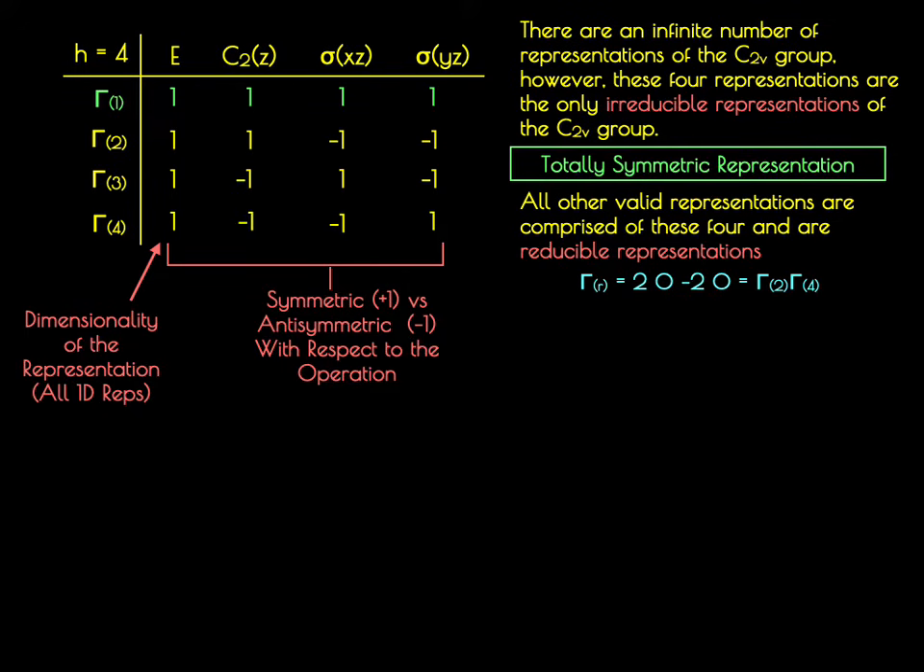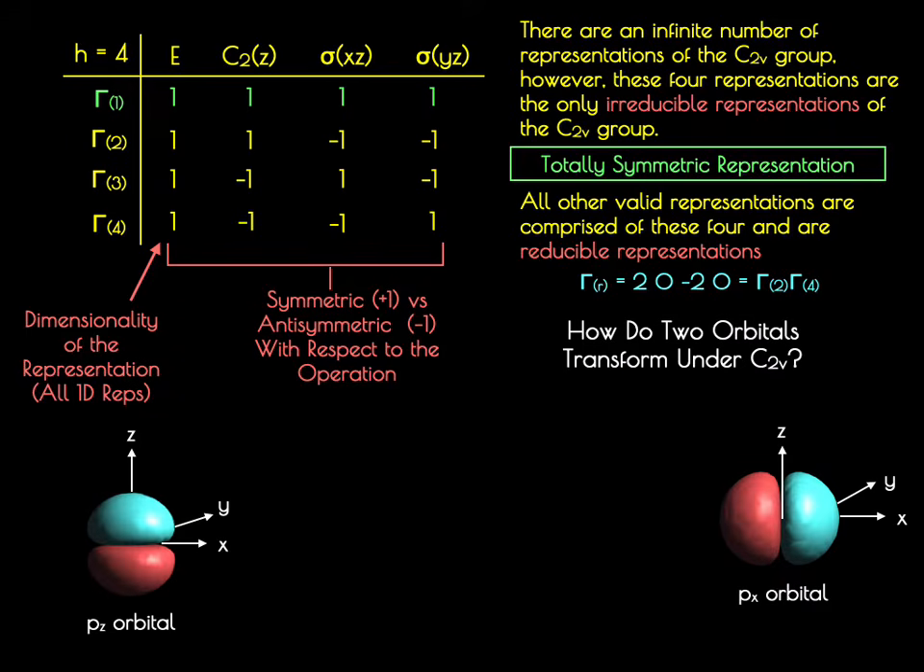To start to get an idea of how we can use these representations for chemical problems, we're going to look at two different orbitals and ask ourselves how these two orbitals transform under C2v symmetry. We're going to look at a pz orbital and a px orbital. With the pz orbital, you do an E transformation and it stays the same. We give that a character of 1. You do a C2z and it stays the same. It has a character of 1.